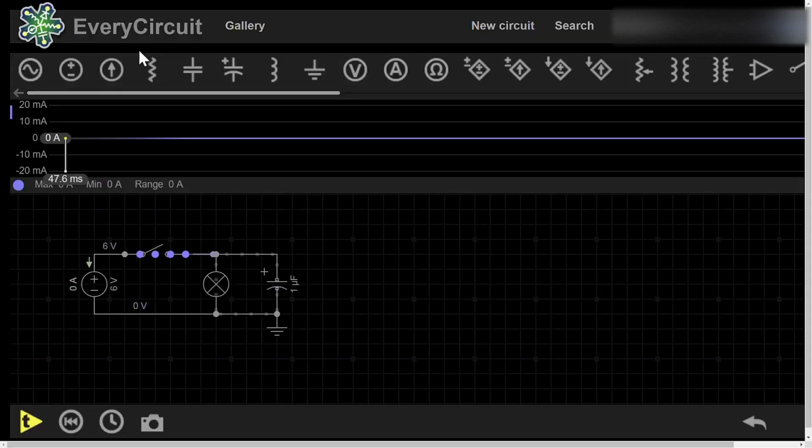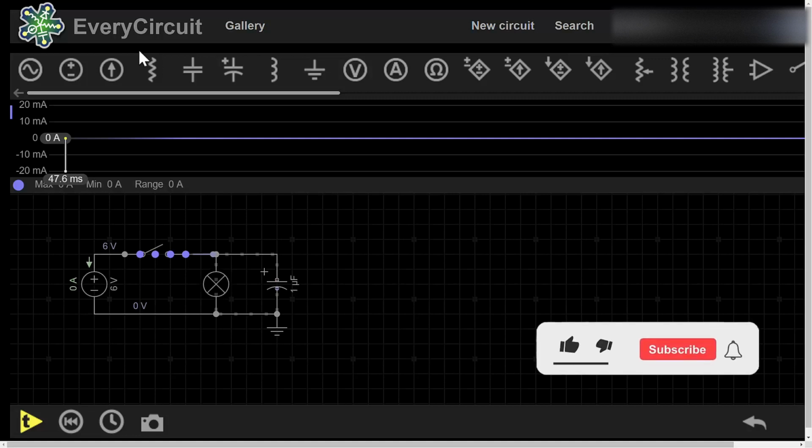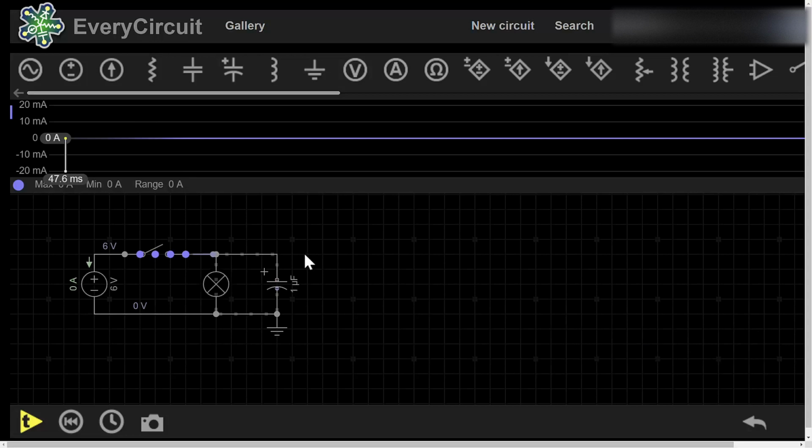Hello, today I am going to discuss with you the basic principle of capacitors. As you know, there are many capacitors available in the market and there are many types and forms. So today I am only going to concentrate on the most common and basic capacitors as shown in the circuit.